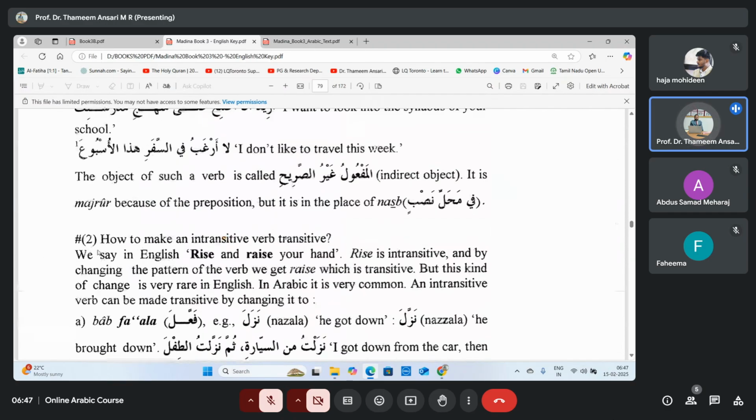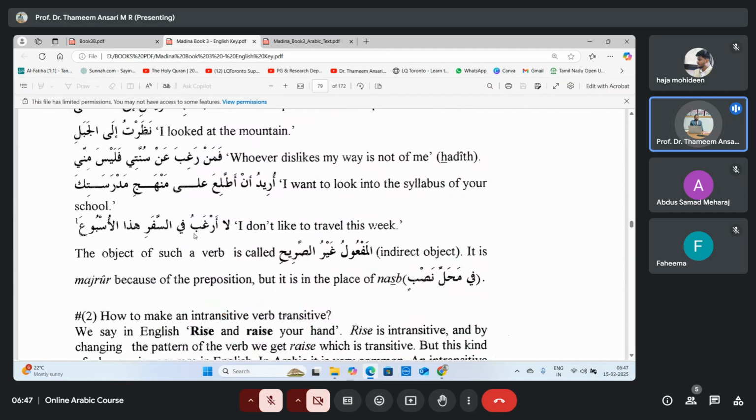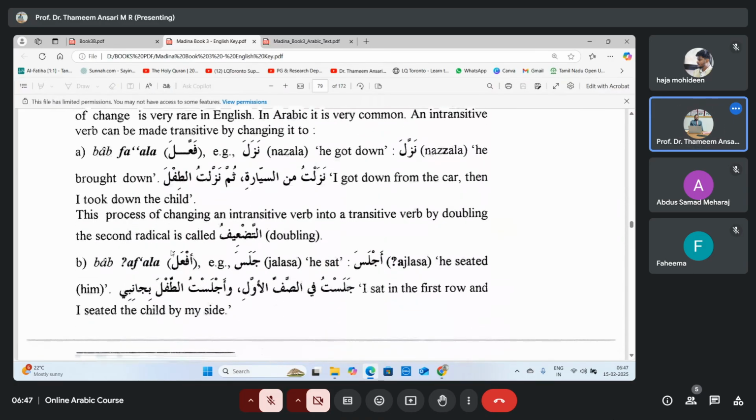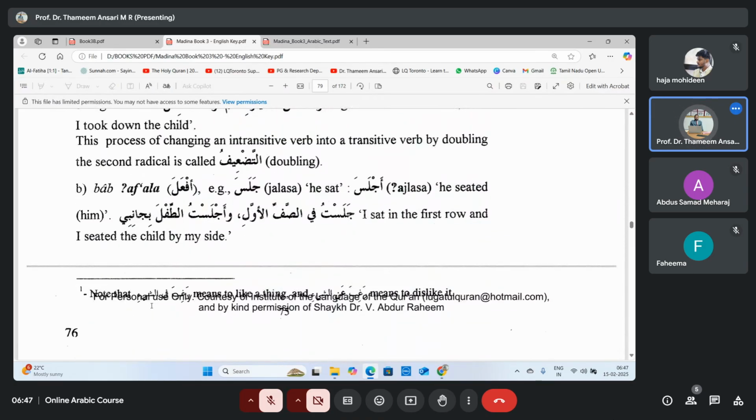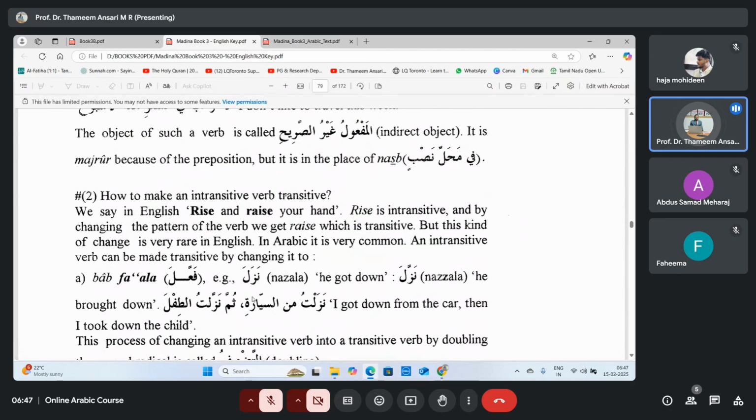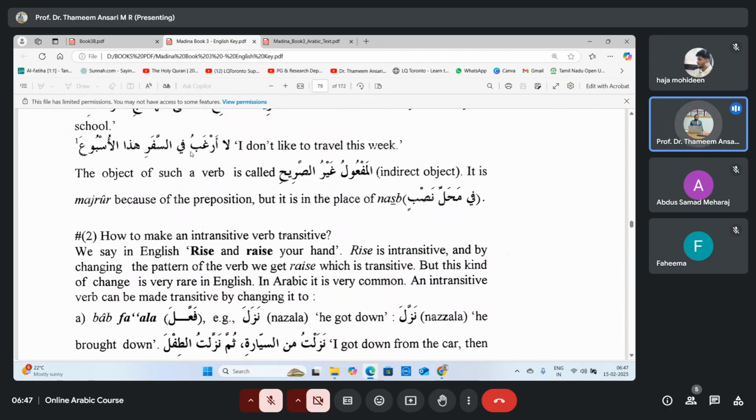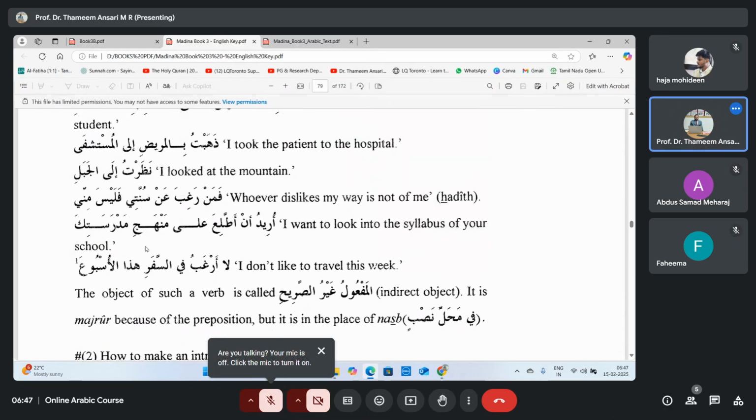And of course, there is a footnote here for la arghabu fi safari hadha al-usbu', which is to note that raghiba fi shay means to like a thing, and raghiba an shay means to dislike. Raghiba fi, to like. Raghiba an, to dislike.